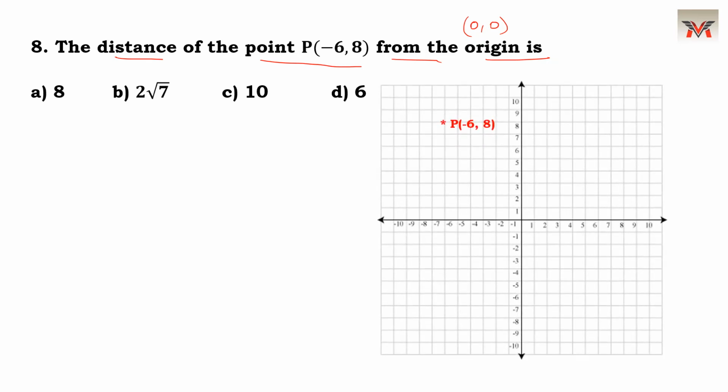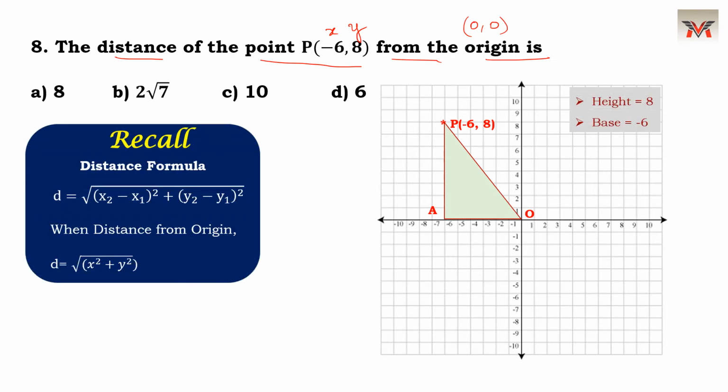So here, let us just take the point P on the Cartesian plane. So point P is minus 6, 8. So minus 6 is for x axis and 8 is for y axis. Okay. Now, once we get this one, what we have to find? We have to find the distance.